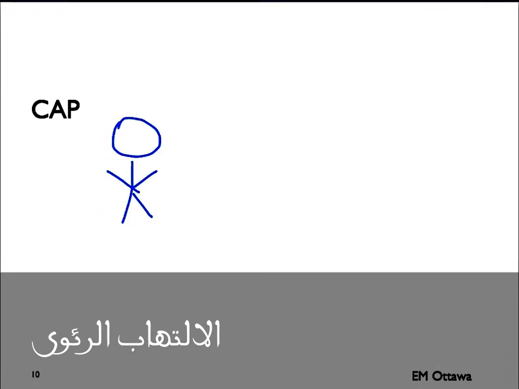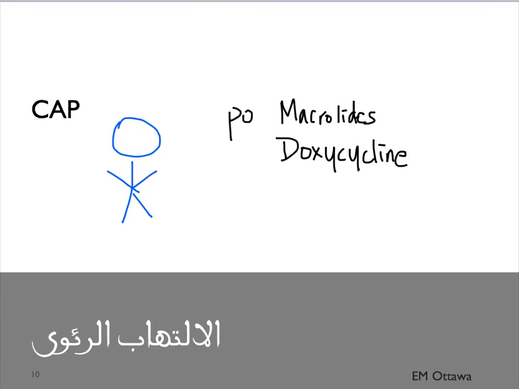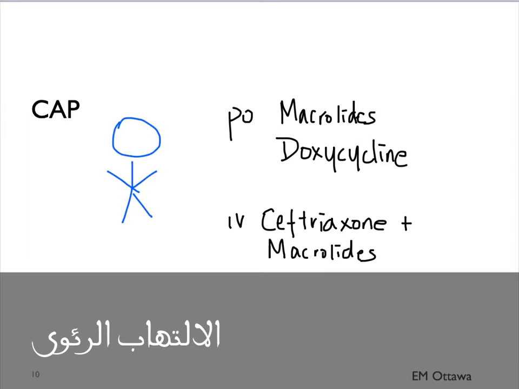First, the healthy patient who has a community-acquired pneumonia, or CAP for short. In the healthy patient, a macrolide or doxycycline are good choices. We can also consider IV antibiotics for the patients who are sicker. Either IV ceftriaxone and a macrolide. IV fluoroquinolone is also a good choice.